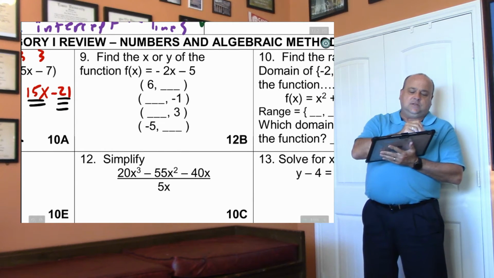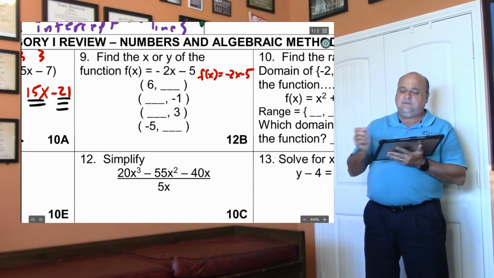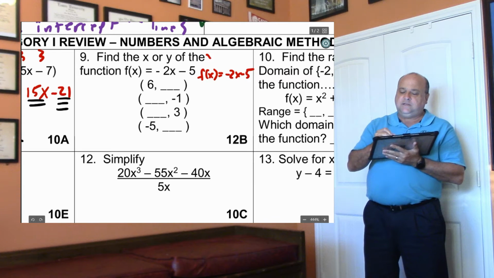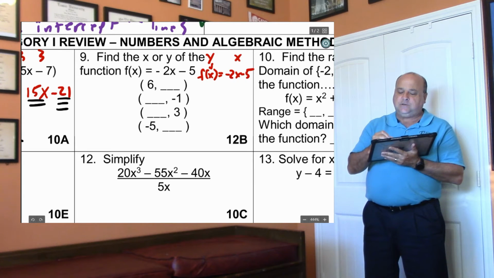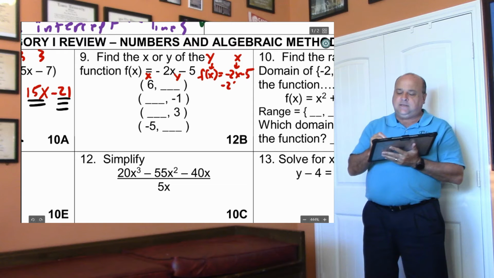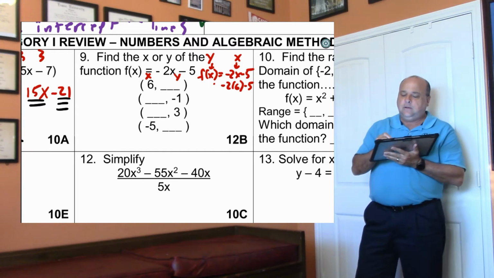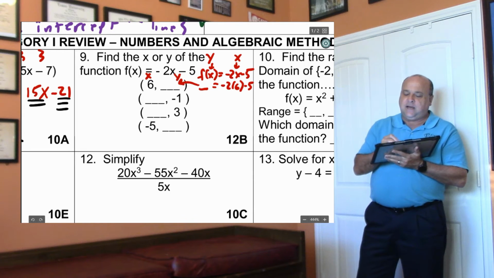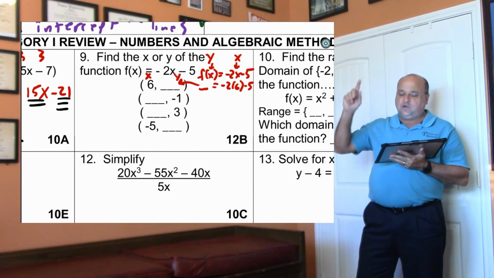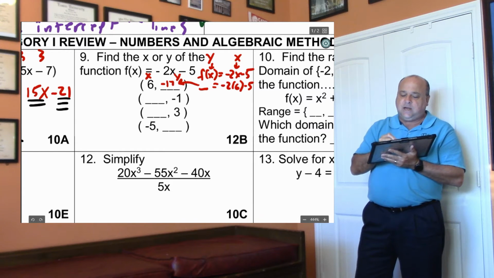Okay, on number 9, this is kind of tricky. You haven't done this yet. So let's write down f of x equals -2x minus 5. Remember, this is my y, this is my x right here. On this one, this side is your x, this is your y. So on this problem, I'm going to replace the x with 6, and whatever I get for this answer goes here. So -2 times 6 is -12. -12 minus 5 is -17.